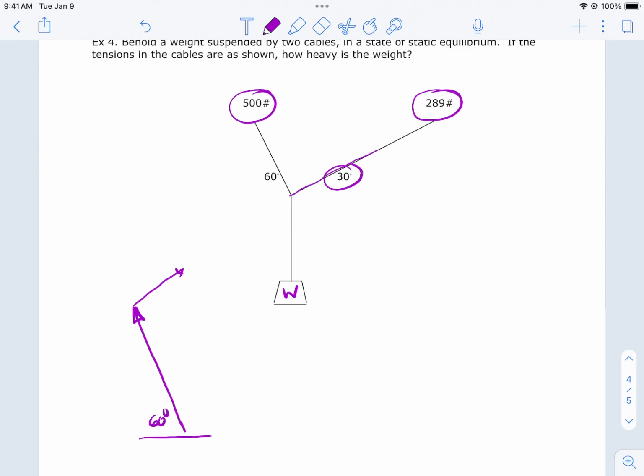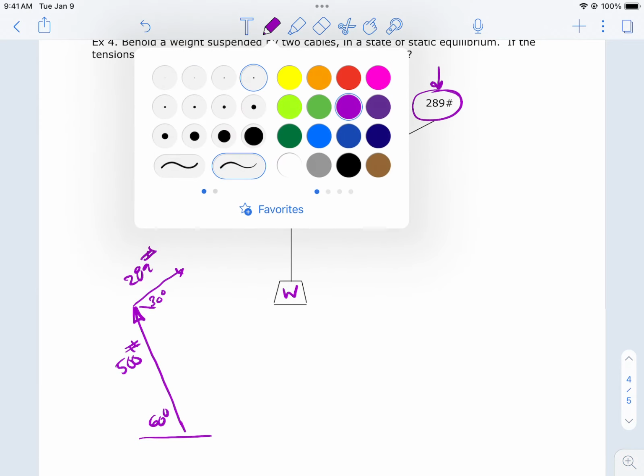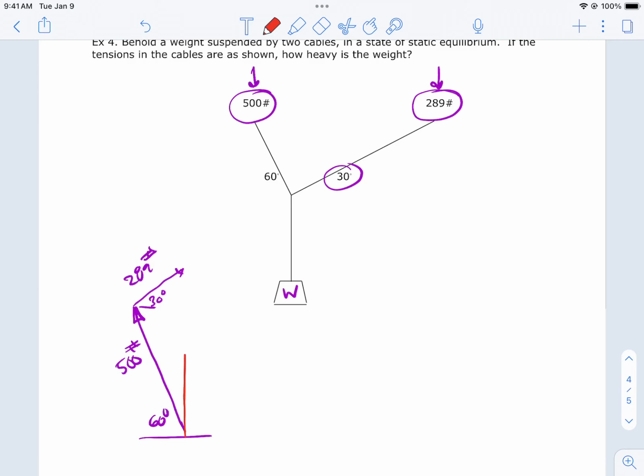Notice these are not vectors, these are ropes, right? So to draw the vector, the length of the vector should be scaled according to what the force is, what the tension is. So here's my 500-pound force at 60 degrees. Here's my, well, I don't think I have this quite to scale, but you get the idea. Here's my 289-pound force, and this is supposed to be 30 degrees. Okay. Well, that looks like a net force up, doesn't it? That looks like, well, if you put those two forces together, you're going up.